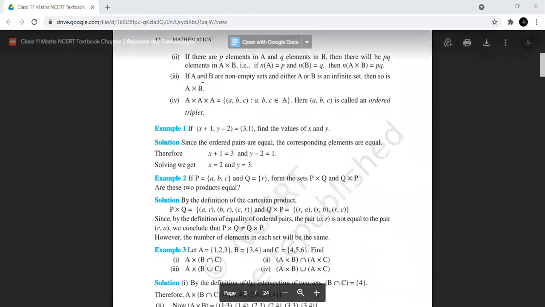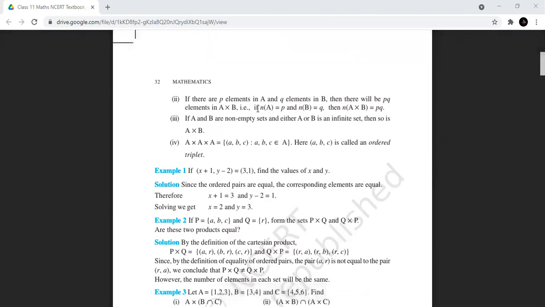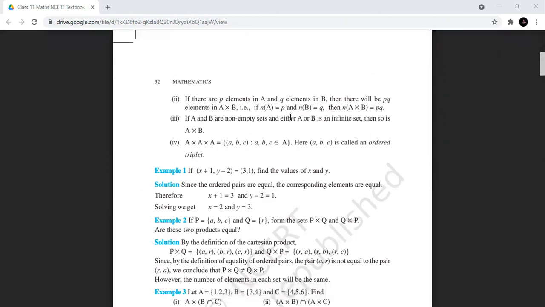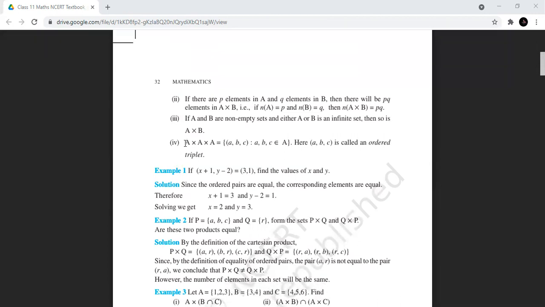Second, they are telling you here that if there are p elements in A and q elements in B, then there will be pq elements in A cross B. I have already explained this above with the help of an example. So the cardinal number of A is p, the cardinal number of B is q, then the cardinal number of A cross B will come out to be p into q. Then if A and B are non-empty sets and either A or B is an infinite set, then so is A cross B. So for finite sets you get finite elements, and if one is infinite, then the Cartesian product will also have infinite elements.